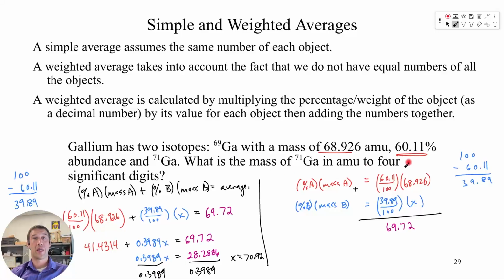The next number I encounter is 60.11, which is the percent abundance for gallium 69, so I can put that into my formula. And then we have gallium 71, which would be the other piece. So plus, we have to get the percent of that times the mass of that, equaling the average. But if we read through the rest of the question, it does not give me the percent of gallium 71, and it doesn't give me the mass of gallium 71. The question then says, what is the mass of gallium 71?